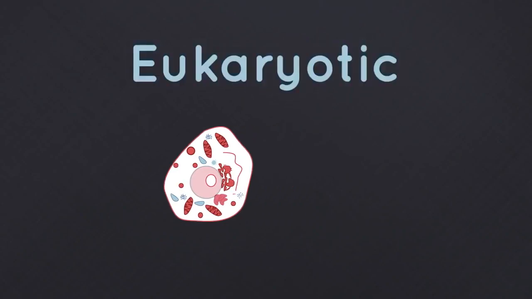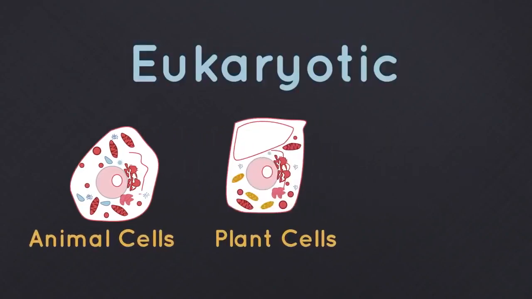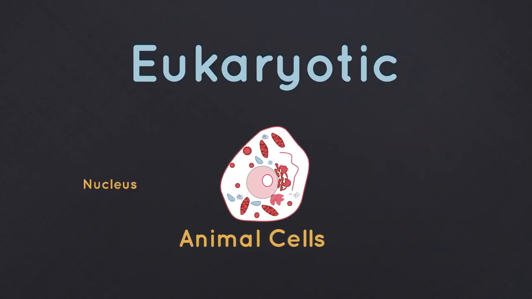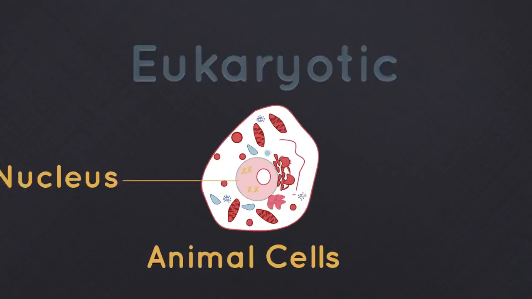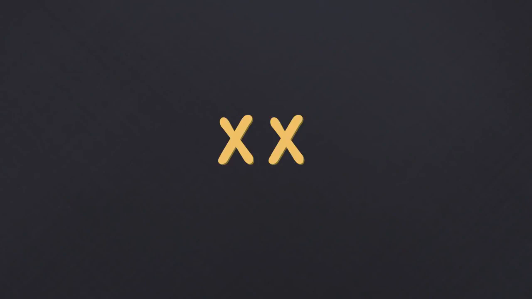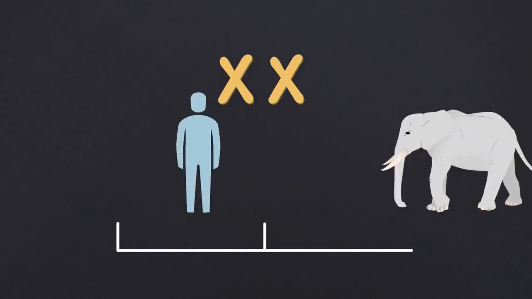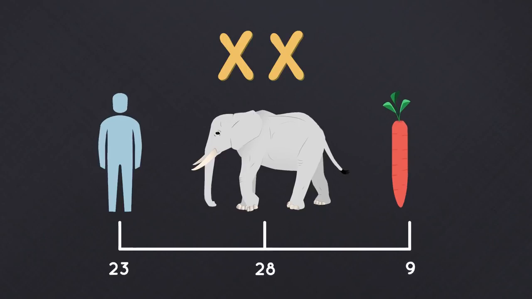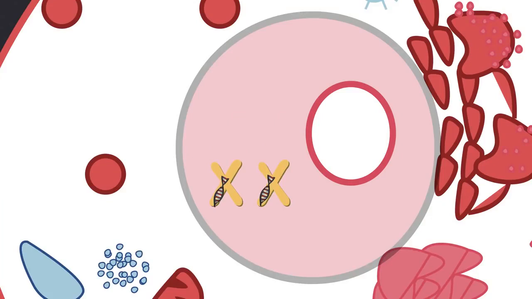Most cells are eukaryotic: animal cells, plant cells, fungi, etc. Inside eukaryotic cells, you have a nucleus. Within most nuclei, there are X-shaped chromosomes. Chromosomes occur in pairs, but the number of chromosomes changes depending upon the species. Humans have 23 pairs, elephants have 28 pairs, and carrots have 9 pairs. DNA is found within these chromosomes.